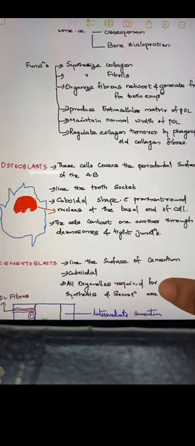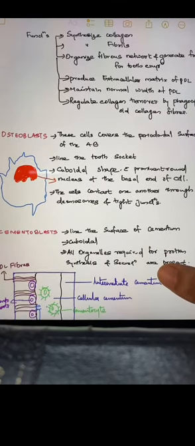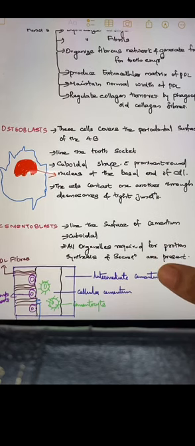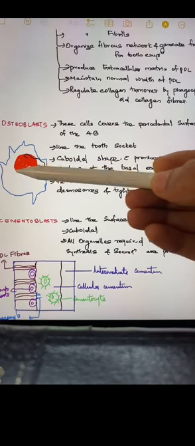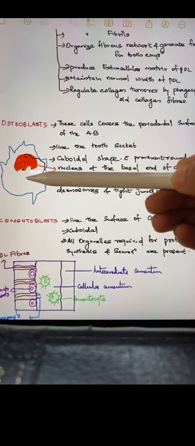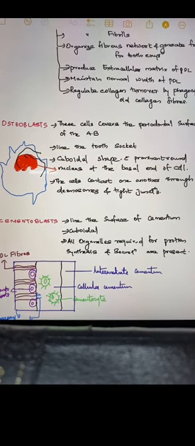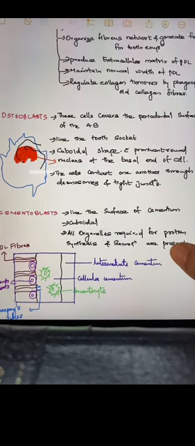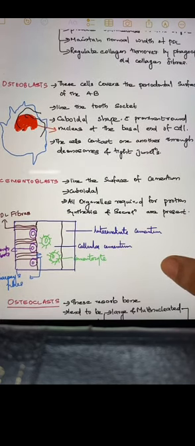Next we will see the cells such as the osteoblast. These cells cover the periodontal surface of the alveolar bone which lines the socket, and are cuboidal in shape with a prominent round nucleus at the basal end of the cell. The cells contact one another through desmosomes and tight junctions.